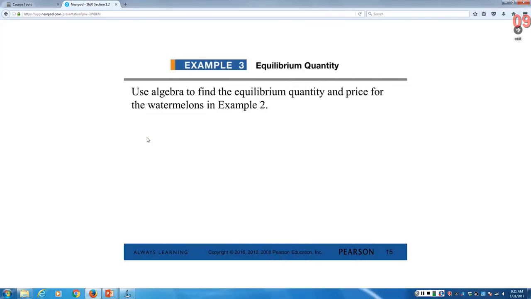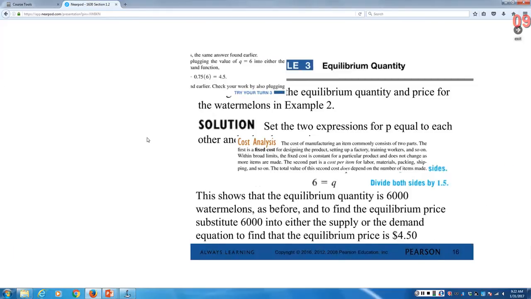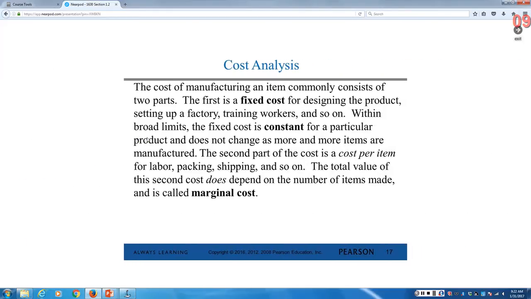And we solved that equation algebraically as well, so I'm going to slide right on past that. And we're going to go to the last problem in this section, which is called cost analysis.